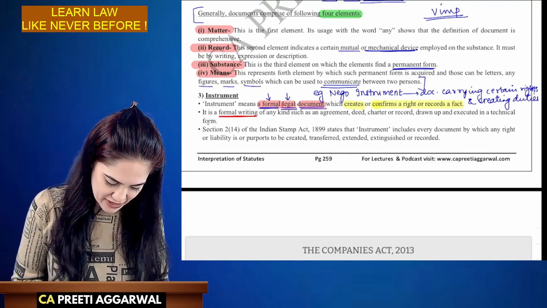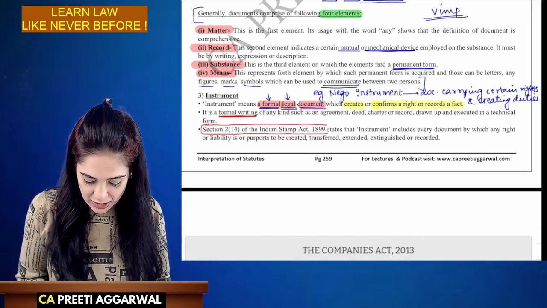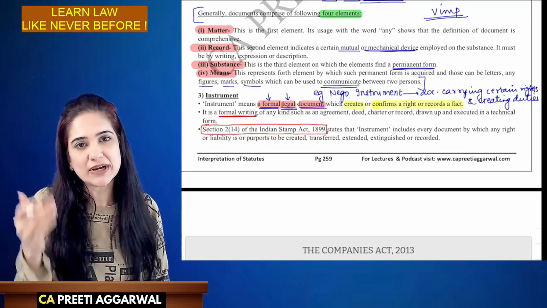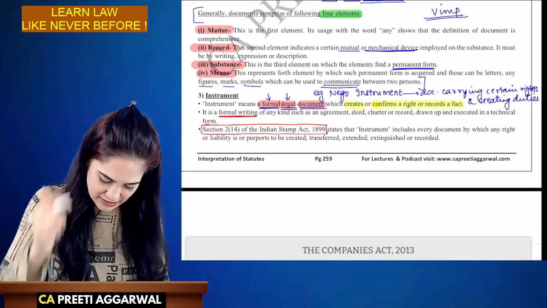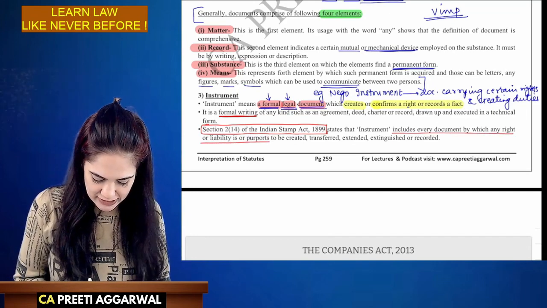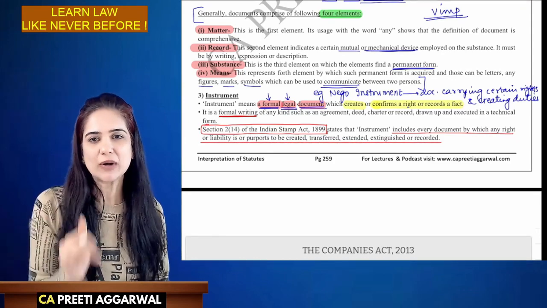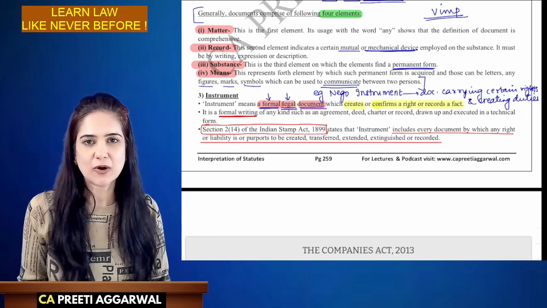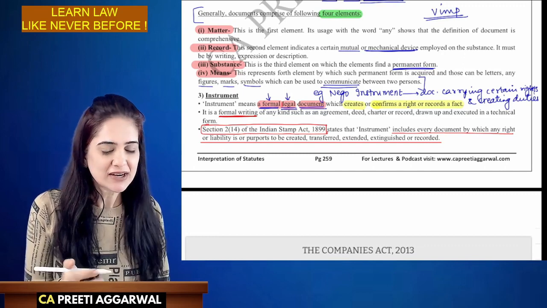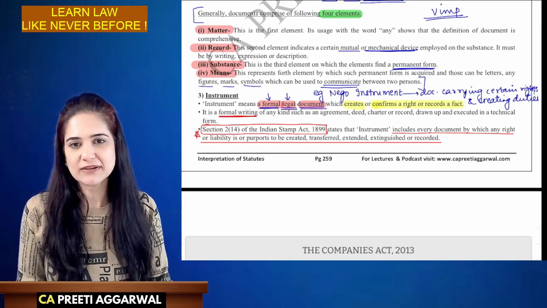Instrument as defined under section 2 clause 14 of the Indian Stamp Act. Now this definition which we are studying in the interpretation of statute, it is actually based on the Indian Stamp Act. Instrument includes every document by which right or liability is created, transferred, extended, extinguished. It means it is over, or recorded. Anywhere, any place where it is recorded. Students, there is not much that we can explain over here, but yes, you need to learn everything. The definition can be asked in the exam as per the Indian Stamp Act, so you have to explain it.